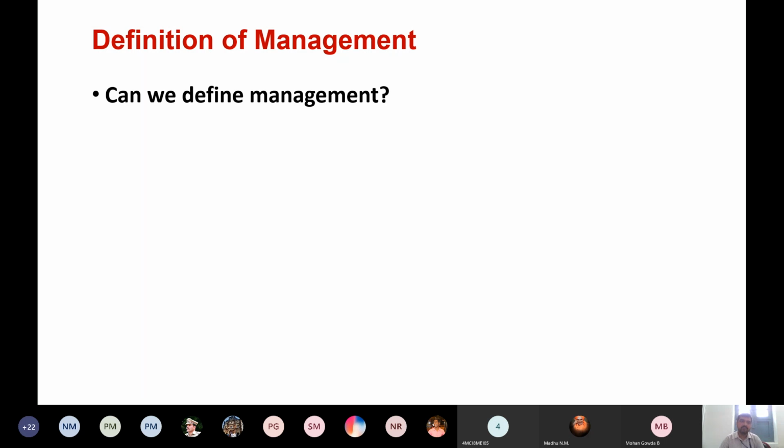So first, before going to the definitions of management, the first question is, can we define management? What is your opinion? Can we define management?